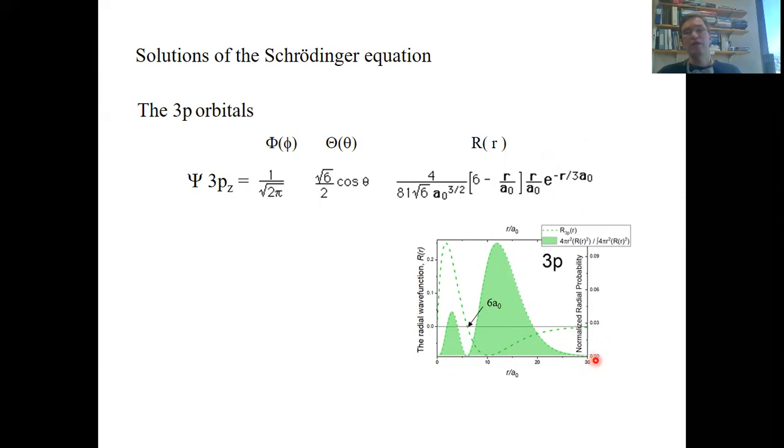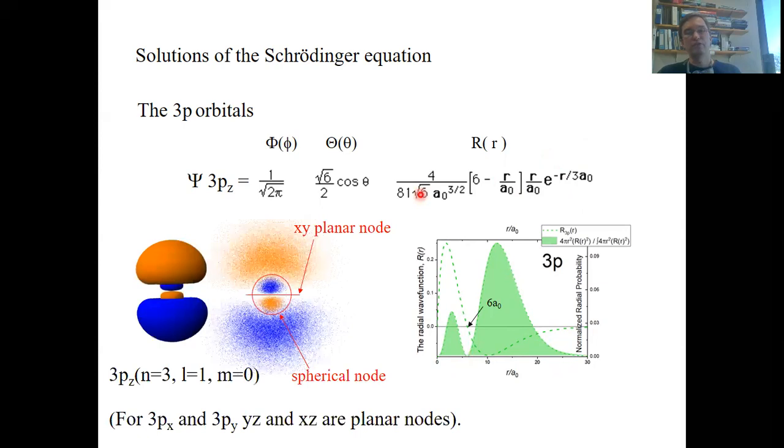Okay, so now what about the angular part of our wave function? Well, the angular part of our wave function again implies a spherical node. So we could convert it into Cartesian coordinates, and we would see that it's only a function of z. So when z is equal to 0, that part of the wave becomes 0, and z is only 0 in the xy plane. So that means that in addition to our spherical node, which is shown here, we have also a planar node in the xy plane.